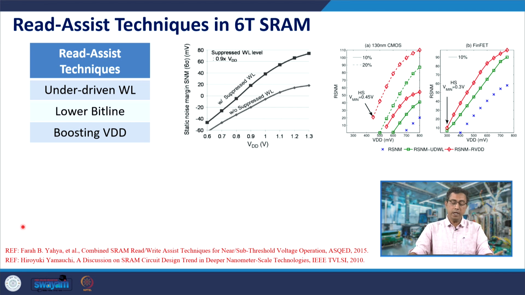So, read assist techniques are opposite to the write assist techniques. In some sense, instead of an over driven word line, you would have an under driven word line, so that reading does not disturb Q and QB. And lowering the bit cell VDD would be similar. So, with a suppressed word line and reduced VDD, there is an improvement in the static noise margin, as we can see. Likewise, the read static noise margin is also improved with a suppressed word line.